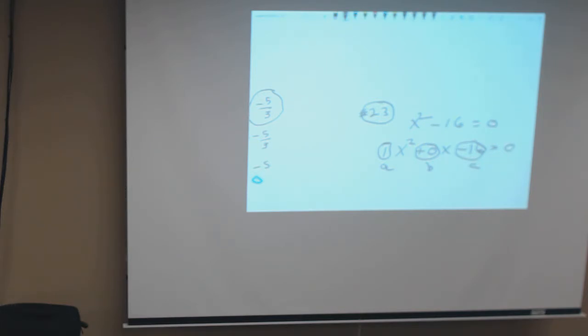But watch this. If I add 16 to both sides, if x squared equals 16, what number squared equals 16? I can either have a 4 or what else? Does a negative 4 squared also equal 16? So I have two answers, 4 and negative 4.